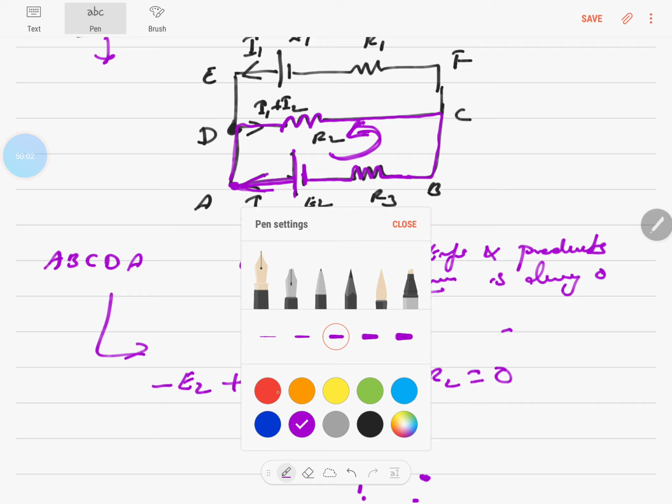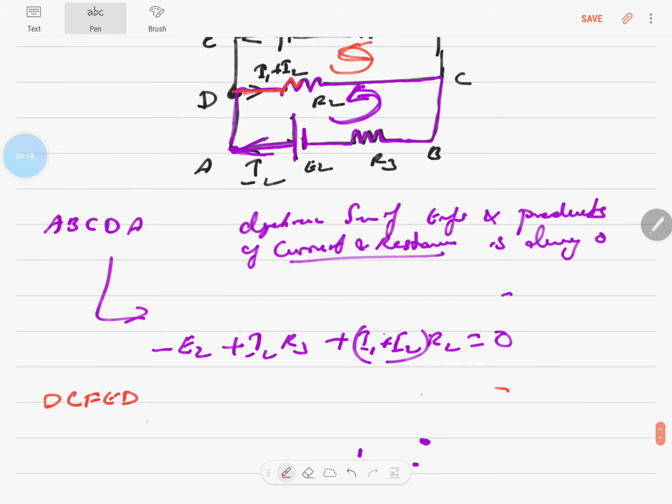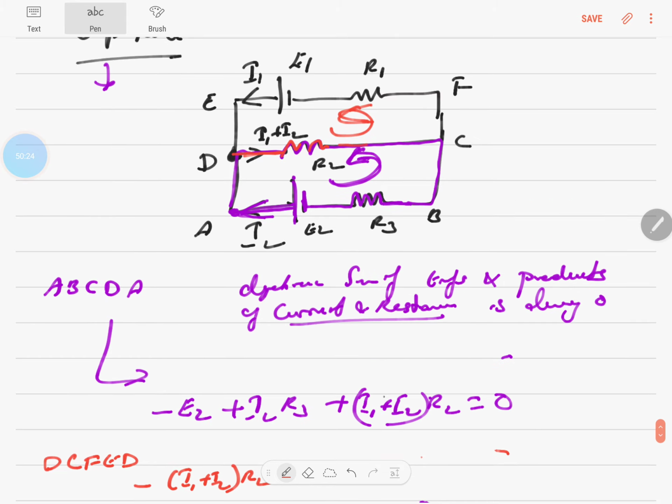So let's go to the next circuit. Let's go to the closed loop DCFED, and let's consider the anticlockwise direction. I'm starting from D, and I have a resistor R2 where the current is flowing in the same direction. So minus I1 plus I2 into R2. It's going the same direction, so it has to be negative.